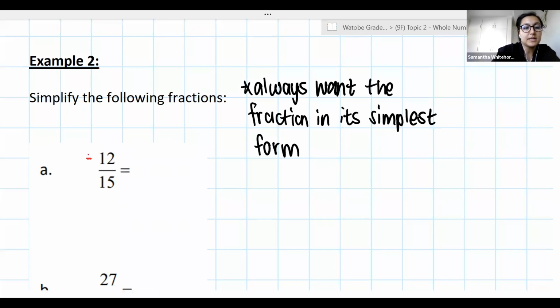And so we know that the biggest number I can divide into both of these, actually, let me write this on the other side, is 3. And so if I divide both my numerator and denominator by 3, 12 divided by 3 is 4, and 15 divided by 3 is 5. I always just double check myself to make sure that I can't simplify that more. I know that I can't because there's no other number that can divide into both 4 and 5 without a remainder. And so I have simplified my fraction.